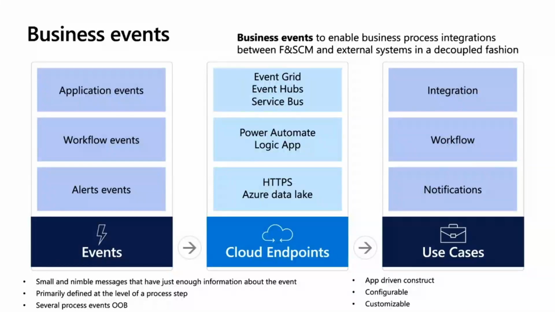You can use the data from the payload to get actual record information and use that information to fulfill your business case. A few key things about business events: they are small and nimble messages. They contain just enough information about the event which occurred in the application, so they are not huge messages with all the records. They are also configurable and customizable, and we will touch on this in our next slides.